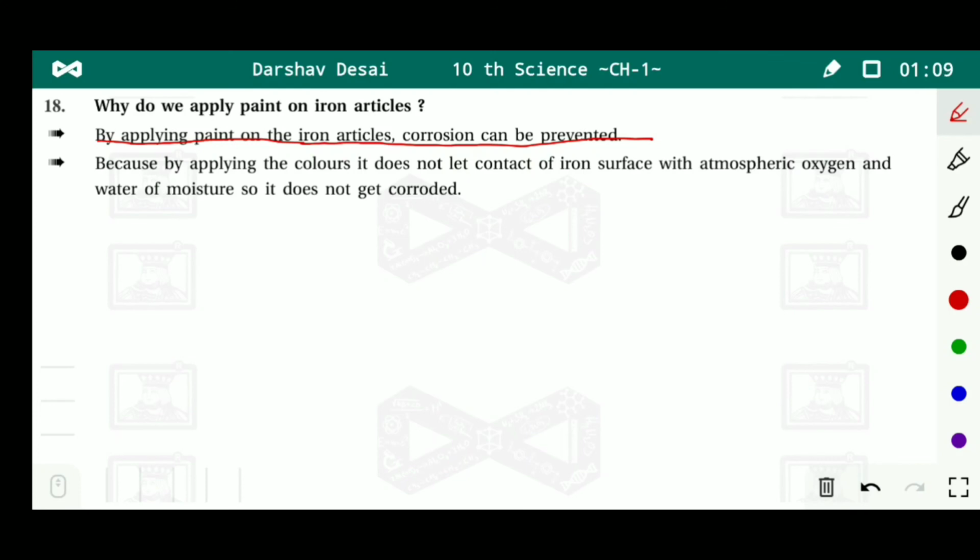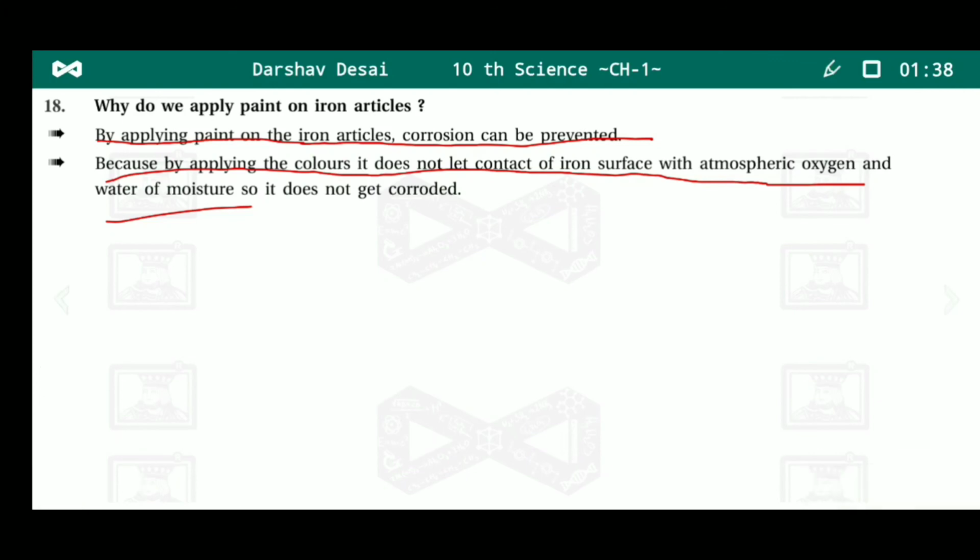Because by applying the color, it does not let the iron surface come in contact with atmospheric oxygen and water or moisture. So by applying paint, the iron surface does not directly contact atmospheric air or moisture. So corrosion can be prevented and it does not get corroded. So it is very easy. By applying paint, we can protect the iron surface and corrosion can be prevented.